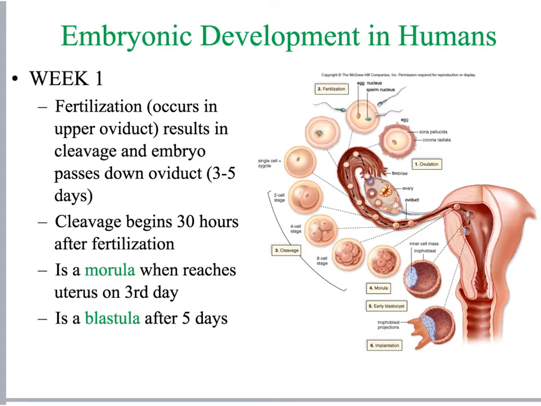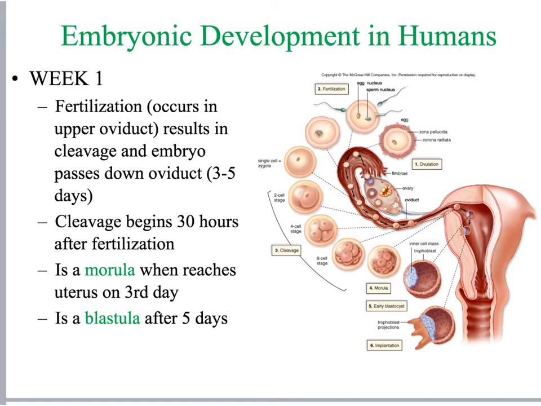Remember, we said that all of the organs are in place and neurulation has happened, a placenta is formed. So let's just do a little bit of a review here. So week 1, what happens? Fertilization happens in the upper third of the oviduct, the fallopian tube, the uterine tube. Remember, we have to have 3 names for everything in anatomy.